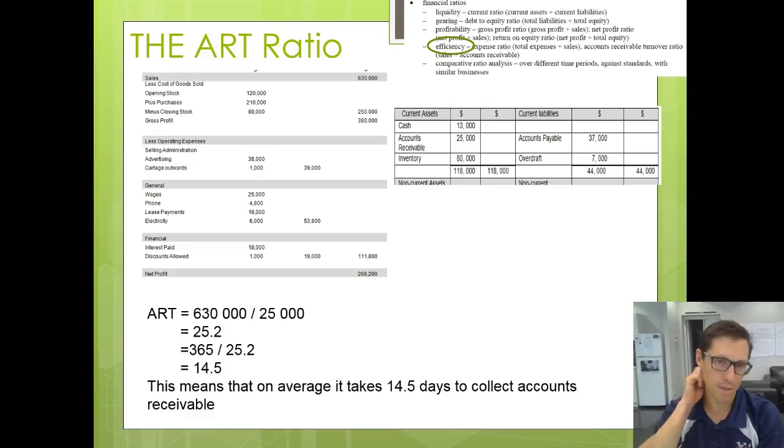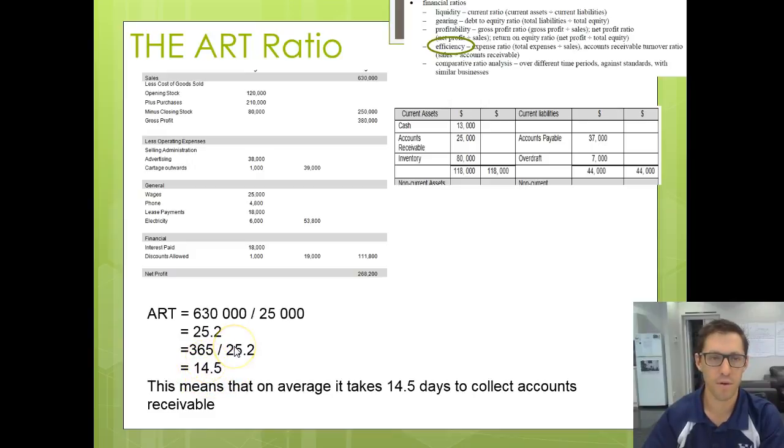Okay, so here's a worked example. We've got our accounts receivable turnover ratio. So sales over here of 630,000 divided by an accounts receivable of 25,000. That means that this business has an accounts receivable turnover ratio to start with of 25.2. So that means 25.2 times a year it is collecting on average these accounts receivable. So that's pretty good. Then to get into days, it's 365, the number of days in a year obviously, divided by how many times a year it's turning over its accounts receivable, 25.2, which means that they get an answer of 14.5.